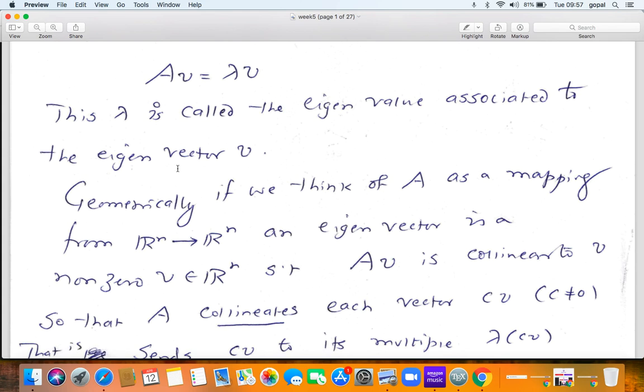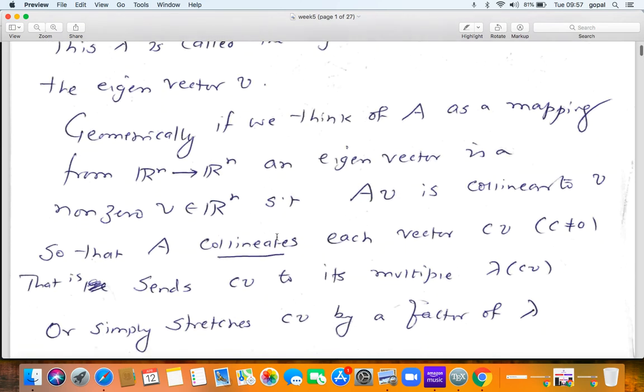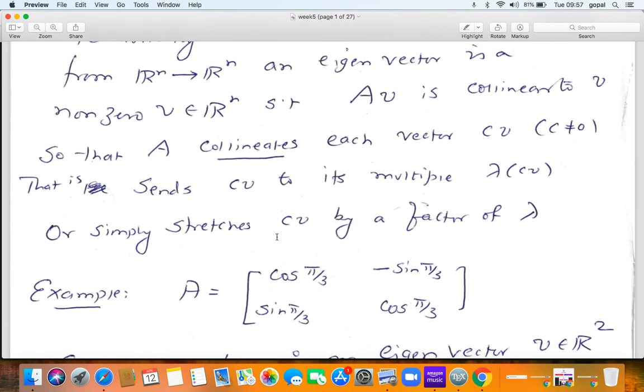All these vectors cv have the property that A takes them as input, and the output is simply multiplication by lambda, a collineation by a factor of lambda, or a stretch by a factor of lambda. The stretching factor is called the eigenvalue.